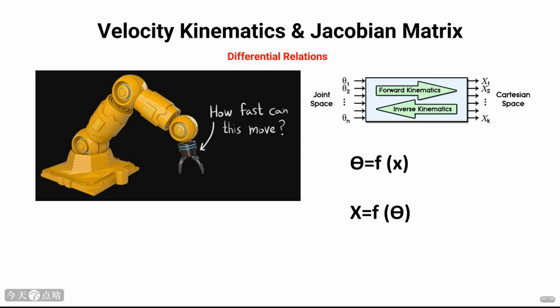Now, let's shift our focus to velocity kinematics. Instead of just positions, we're interested in how fast the robot is moving. How does the speed of the joints relate to the speed of the end effector? The question, how fast can this move, highlights the importance of velocity analysis. The diagram shows the relationship between joint space and Cartesian space.